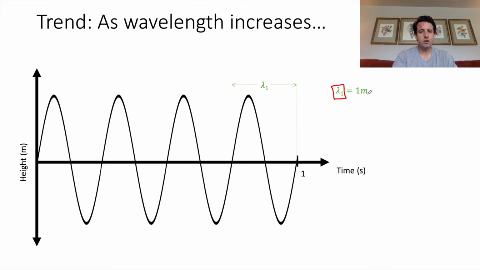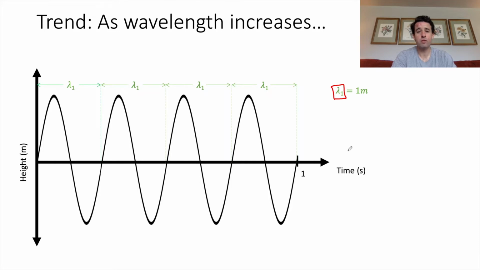What you'll notice here is that I have 4 wavelengths, just because you can see it goes up and down and then comes back to 0. That's 1 wavelength, up and down a second time, a third time, and a fourth time. That gives me a total of 4 wavelengths here. So you'll notice that the x-axis is time.